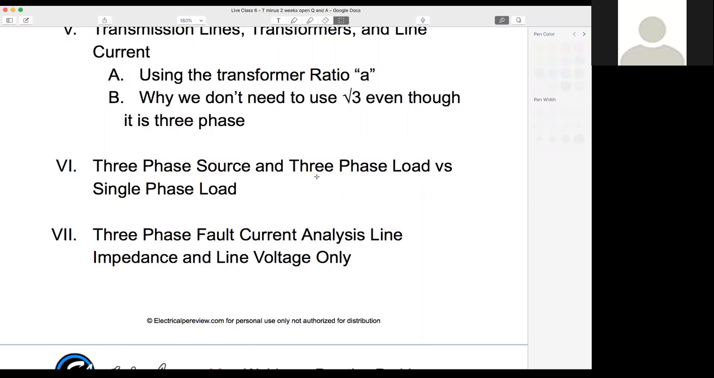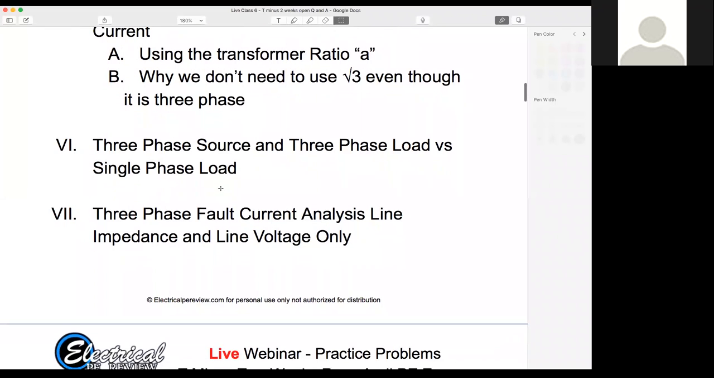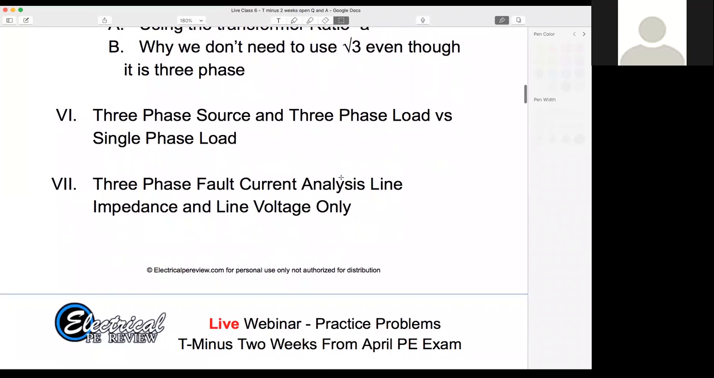We'll start with a 3-phase load. We'll solve like we always do. And then we're going to erase part of our 3-phase load to turn it into a single phase load. And we're going to see how that affects our current, our power, and all that good stuff.